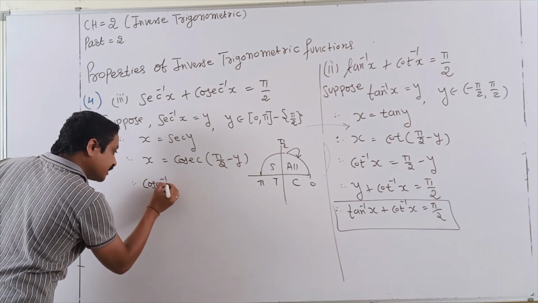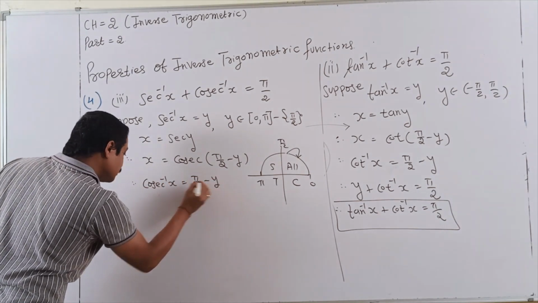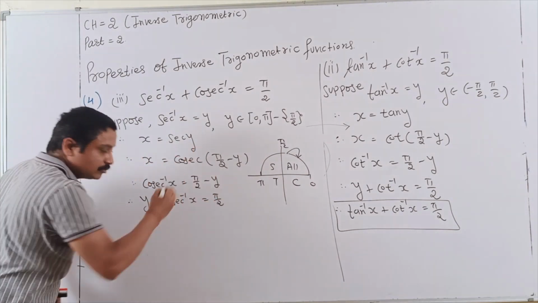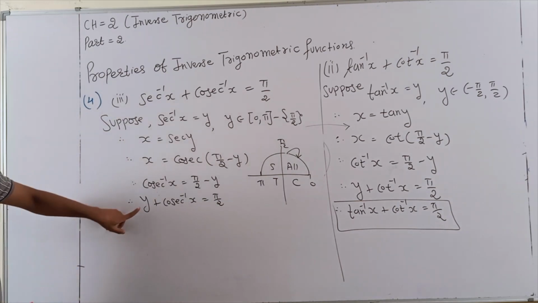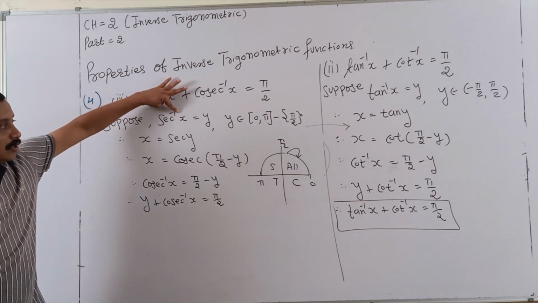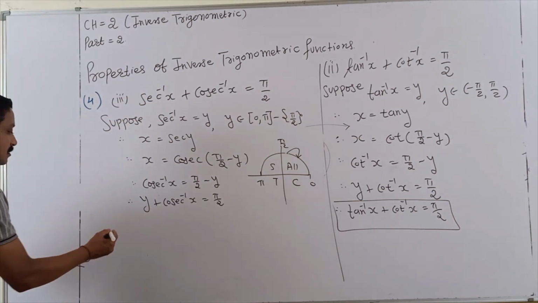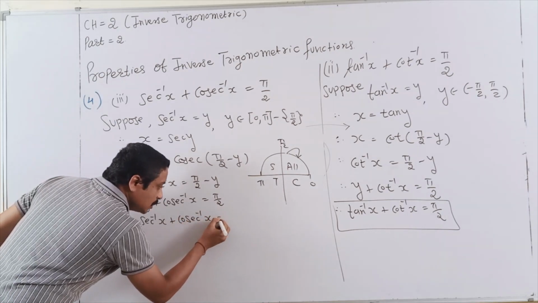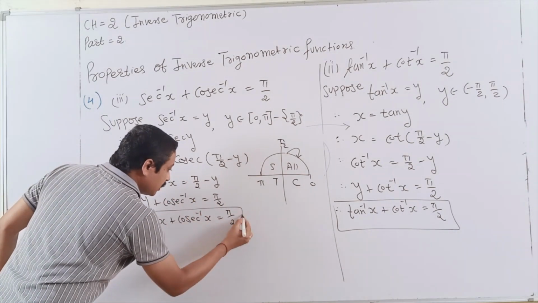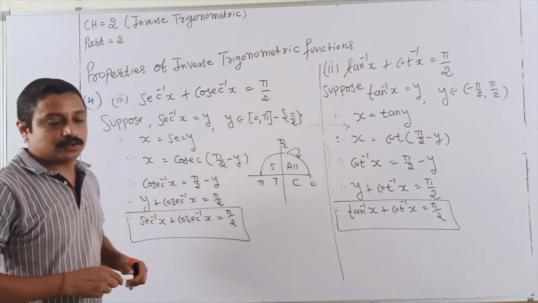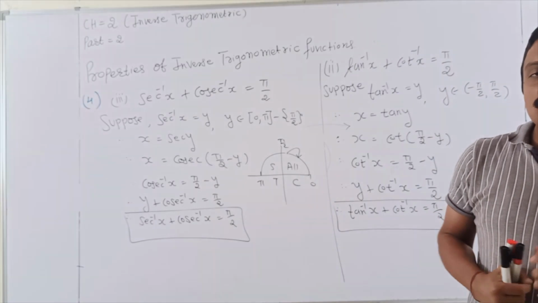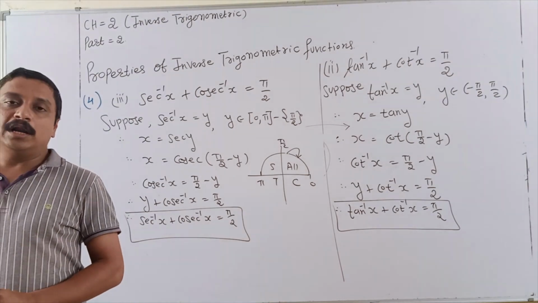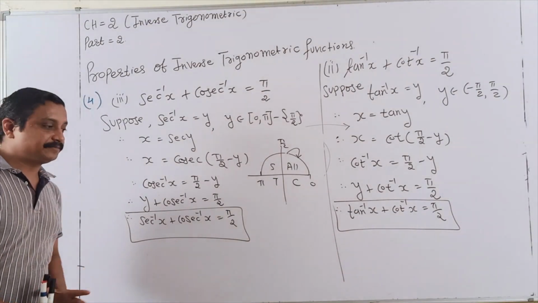So cosec inverse x is 90 minus y, it means y plus cosec inverse x is equal to pi by 2. Now finally, students, this y you already assumed, put that value and done. Sec inverse x plus cosec inverse x is equal to pi by 2, and that's my final third case also done here. It means students, here theorem 1, theorem 2, theorem 3 and theorem 4, all have three cases, happily done.